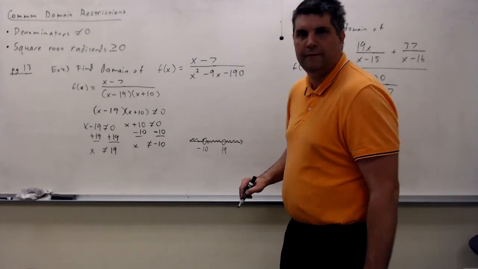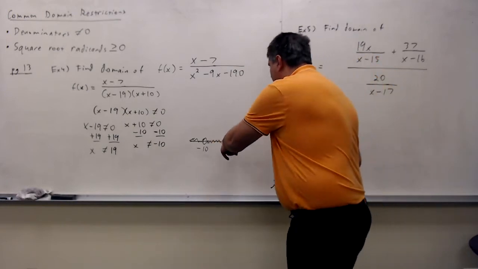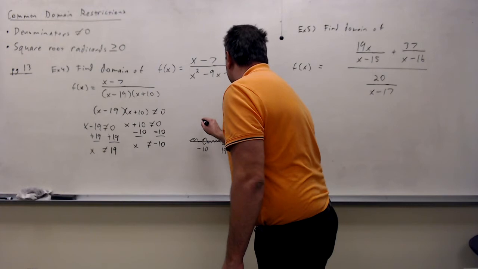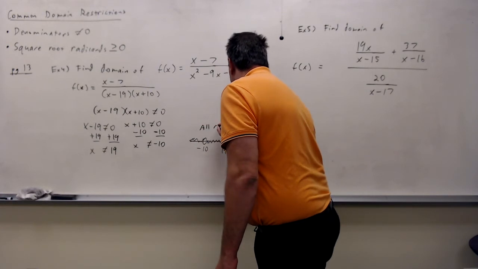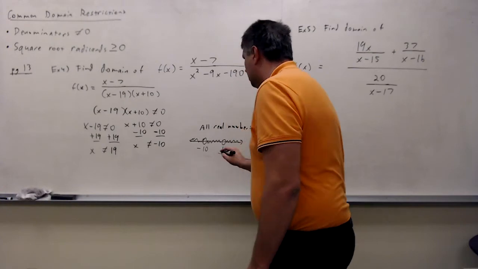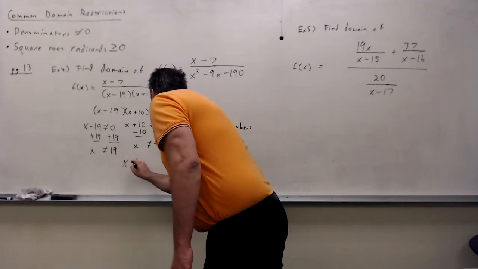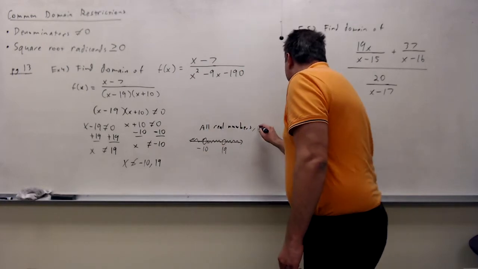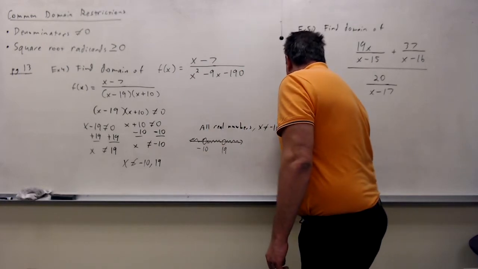Okay? But negative 10 and 19 do not work. So one way of putting this would be to say all real numbers. So I could say that x is not equal to negative 10 or 19. All real numbers, x is not equal to negative 10 or 19.